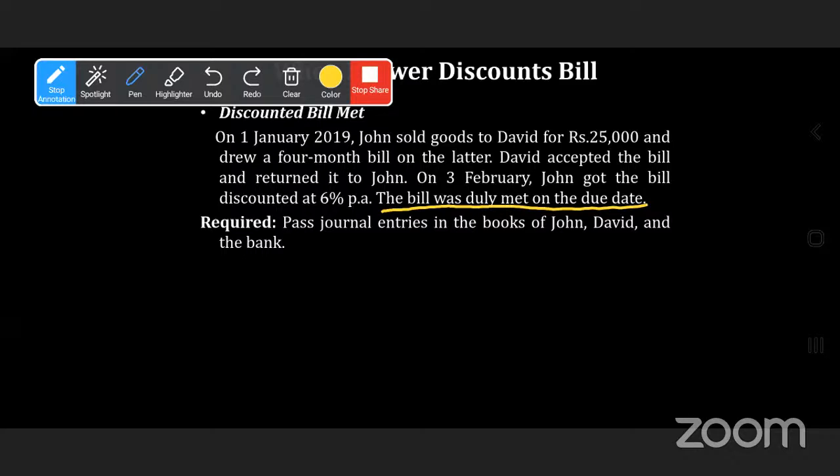Next, give the narration. Being goods sold on credit. Yes, being goods sold on credit. Very good.